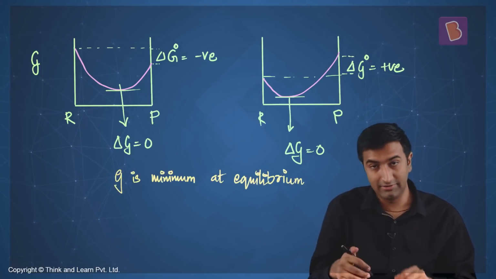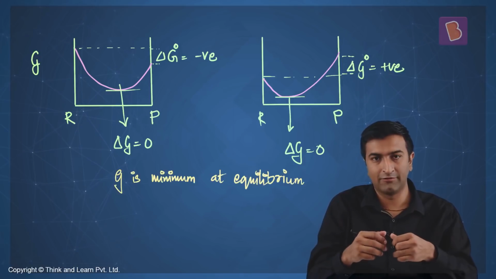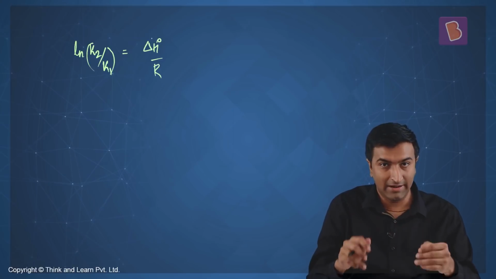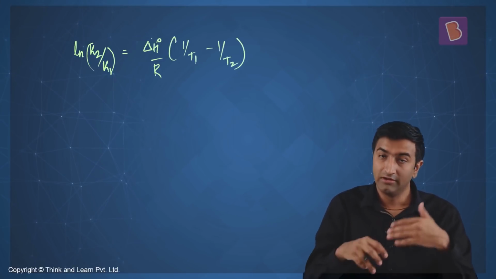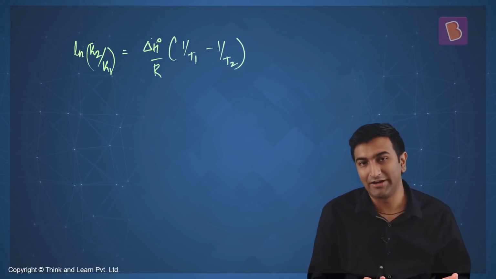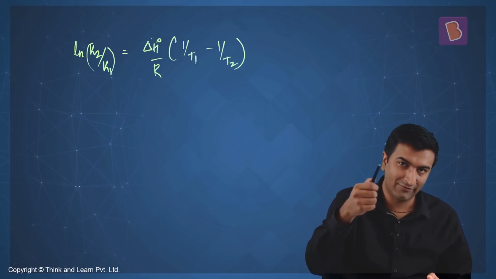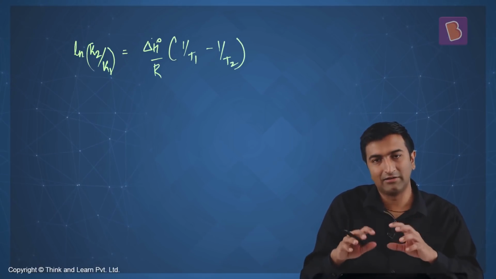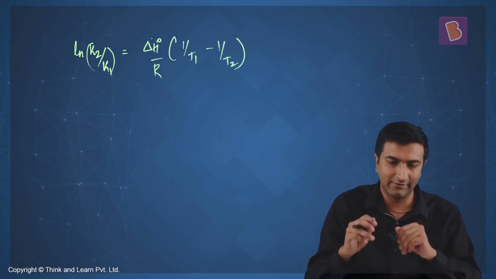A direct thing from here is that you get ln K2 by K1 is equal to delta H naught by R into (1 by T1 minus 1 by T2). This expression, you kind of have to remember. It'll make your life a lot easier if you know this. It is also derived from the previous thing. You assume that entropy has very little contribution to this, and you get this expression.